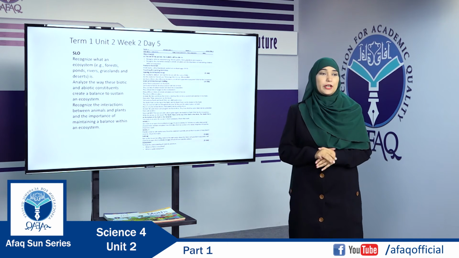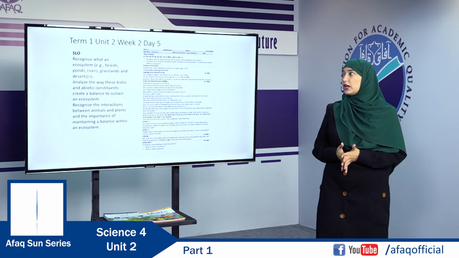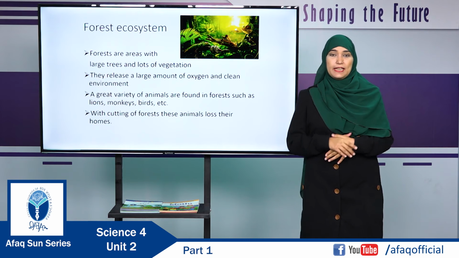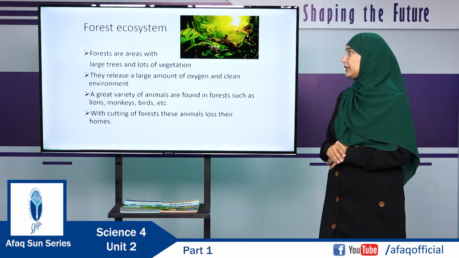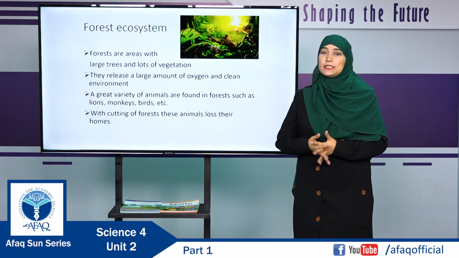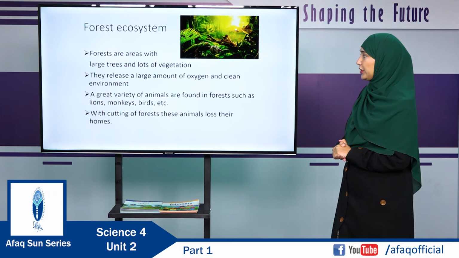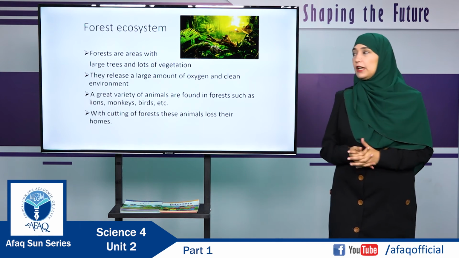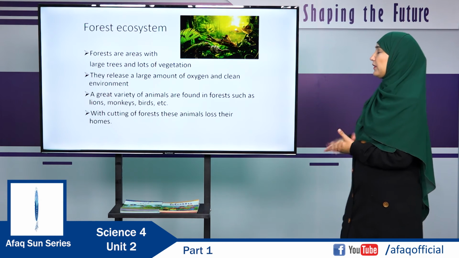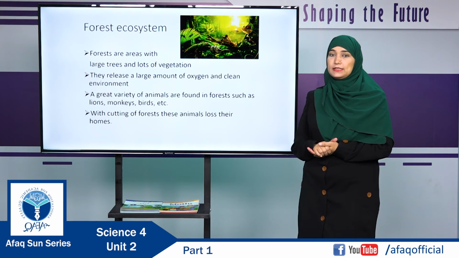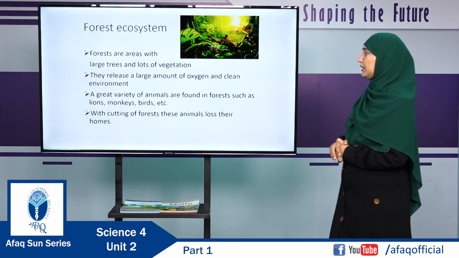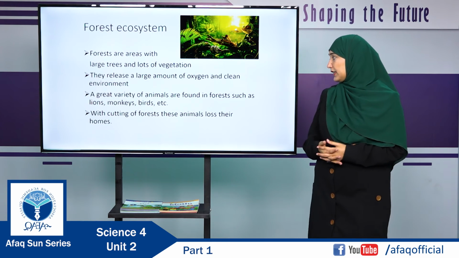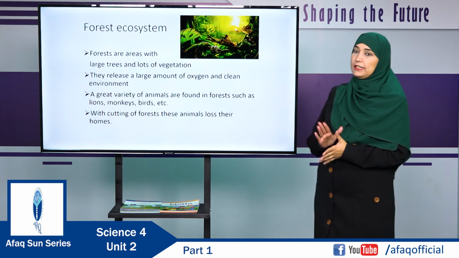Okay. On day 5 of week 2, unit 2, term 1, we are going to cover 3 SLOs in this DLP. The next ecosystem is forest ecosystem. Forests are areas with large trees and lots of vegetation. They release a large amount of oxygen and clean our environment. A great variety of animals are found in forests such as lions, tigers, monkeys and lots of varieties of birds. With the cutting of forests, these animals lost their homes.